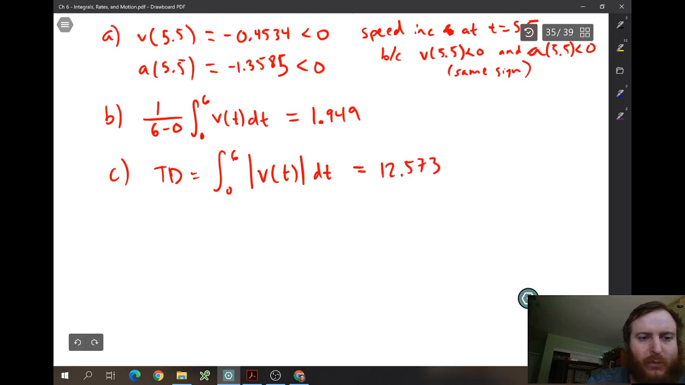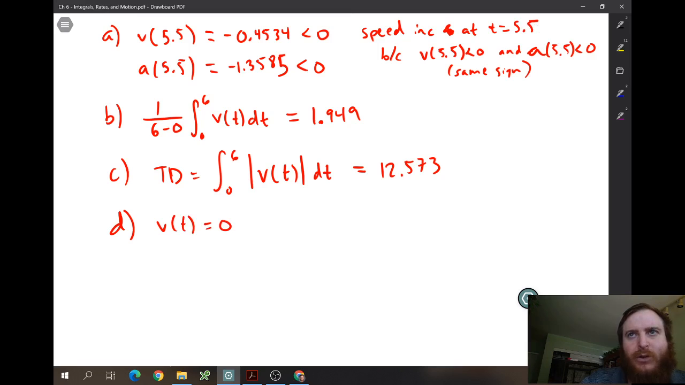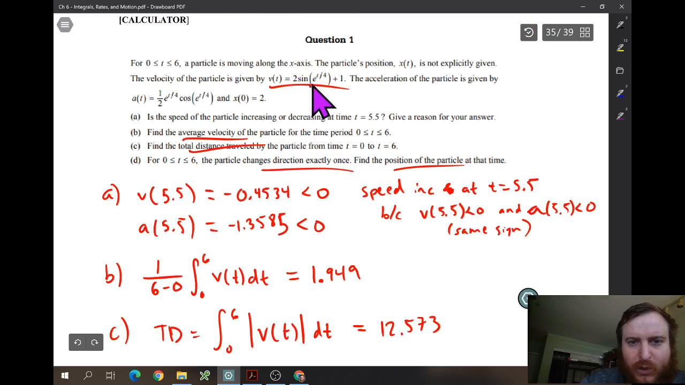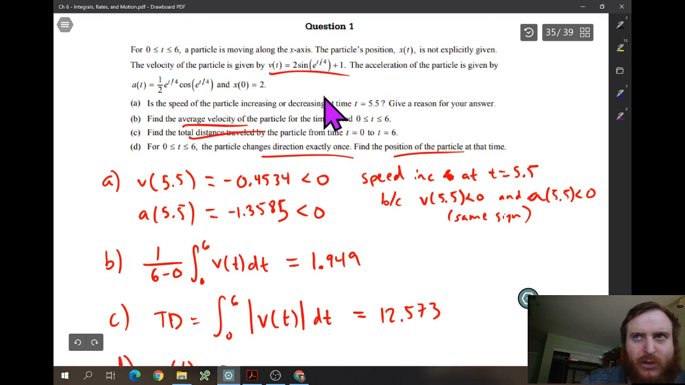And D says for 0 to 6, the particle changes directions once and find the position at that time. So the particle is going to change directions when v of t equals 0. So on our calculator, we're going to need to do the solve button. When you do the solve button, you'll solve 2 sine of e to the t over 4 plus 1, at 0 less than t less than 6. If that doesn't work, you can also use the graph. Graph that and use the zero.